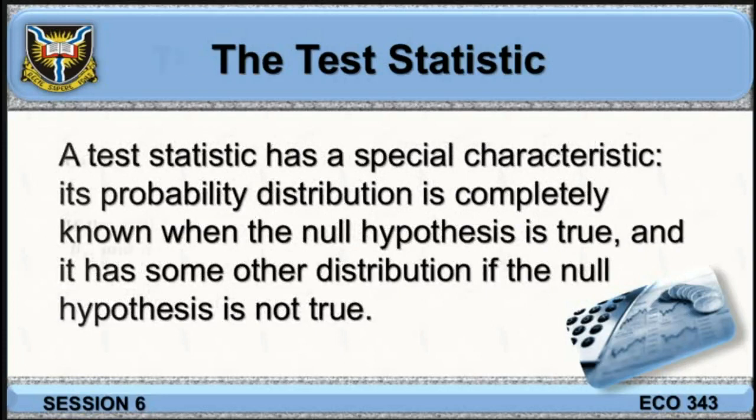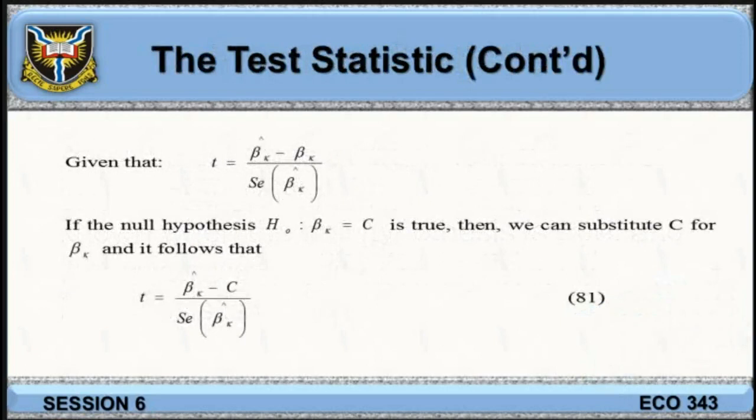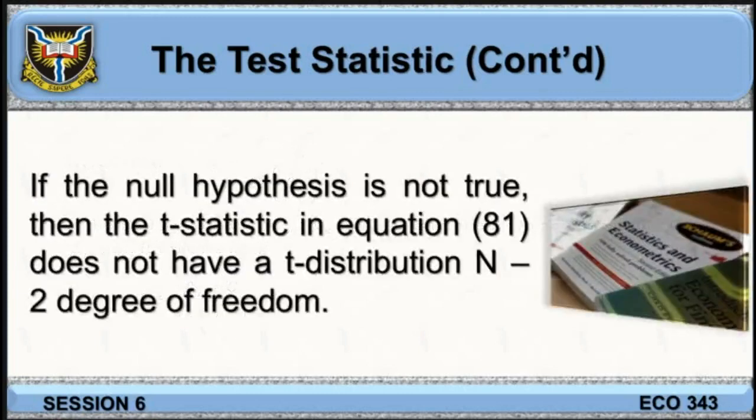Given that t is equal to beta k hat minus beta k over se of beta k hat, if the null hypothesis H0: beta k = c is true, then we can substitute c for beta k, and it follows that t is equal to beta k hat minus c over se of beta k hat, equation 81. If the null hypothesis is not true, then the t statistic in equation 81 does not have a t distribution with n minus 2 degrees of freedom.